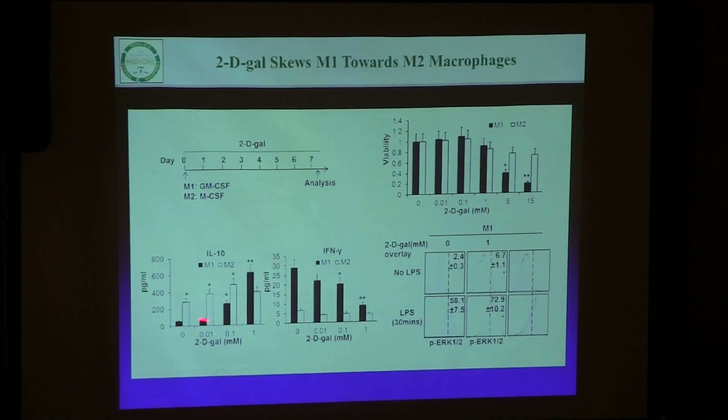By using a lower drug concentration of the fucosylation inhibitor, the cells that were polarized towards the M1 direction can be reversed towards the M2 direction by increasing IL-10 production or inhibiting interferon gamma production. That suggests that 2D-gal really can skew M1 towards the M2 direction during macrophage development or differentiation.